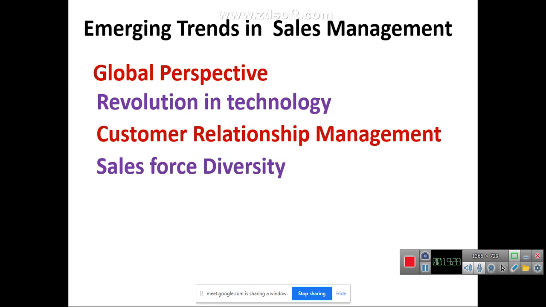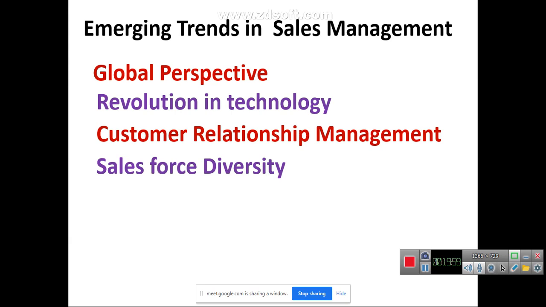The next concept is sales force diversity, fine. Nowadays there is a lot of diversity in the sales force. The demographic characteristics of the sales force are changing and becoming more varied. You can see more and more women are taking up careers in selling and sales management. One such example is that most of the sales executives in Yakult are women, fine.